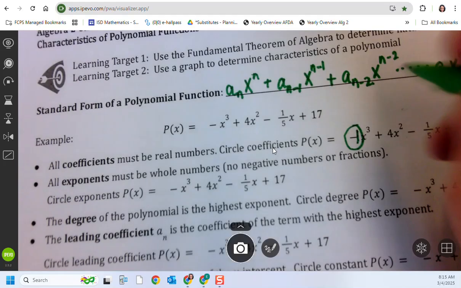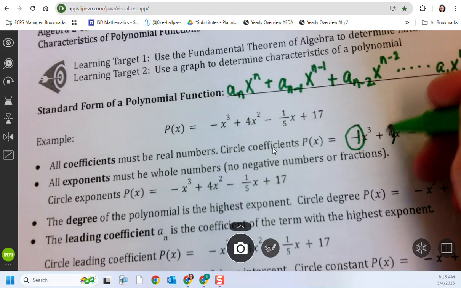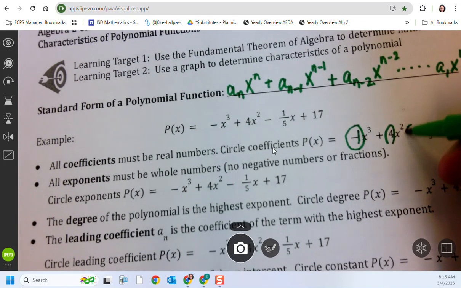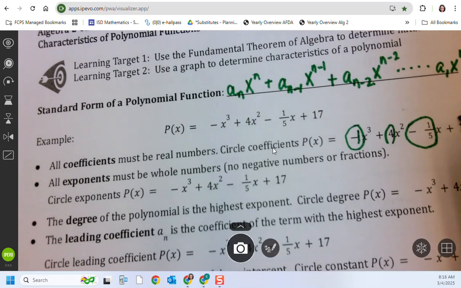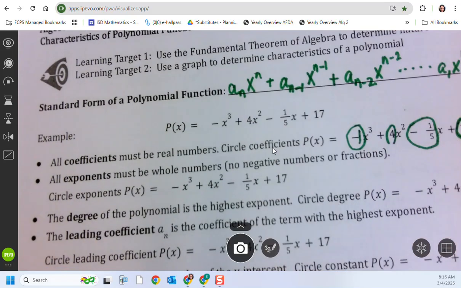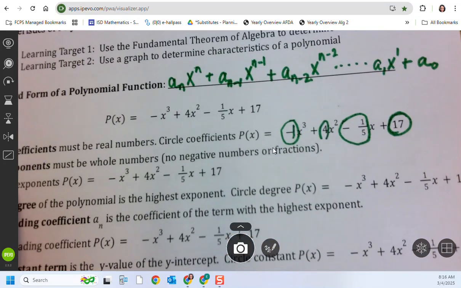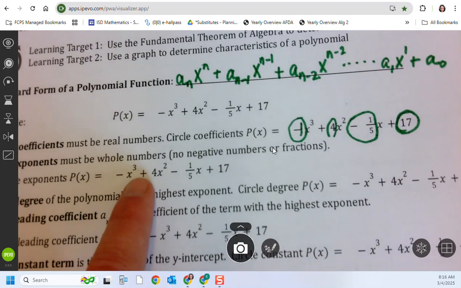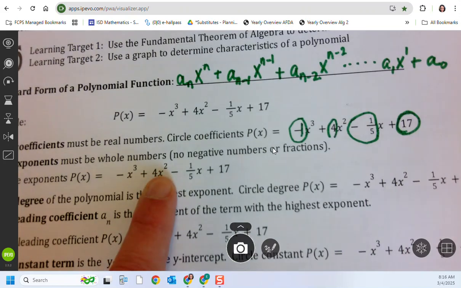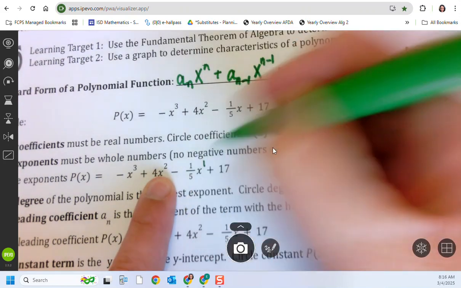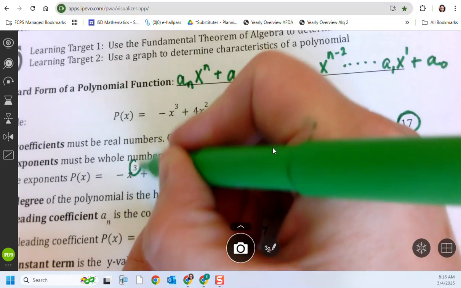Okay, so you should have circled the positive 4, the negative 1/5. Remember that the negative will stay with that number, and even the 17 is a coefficient even though it doesn't have an x next to it. It says all the exponents must be whole numbers. So the coefficients can be a fraction, but the exponents can't be a fraction. The exponents have to be whole numbers. So you can see you've got 3, you've got 2, and here we have an exponent of 1. So circle your exponents.